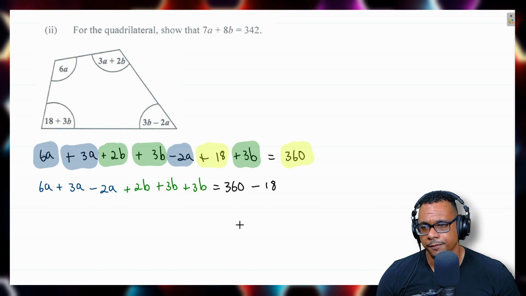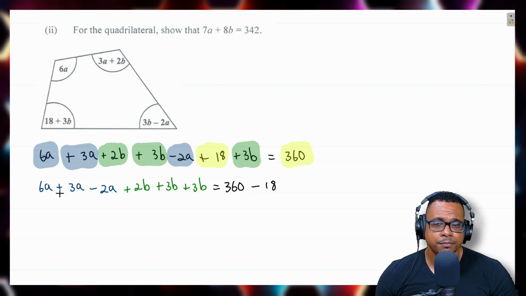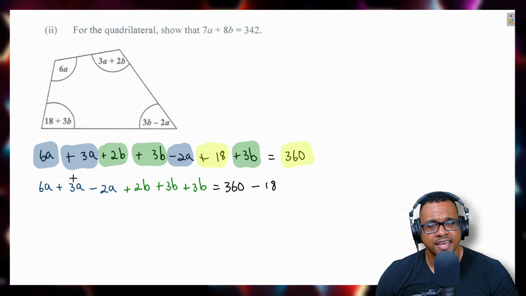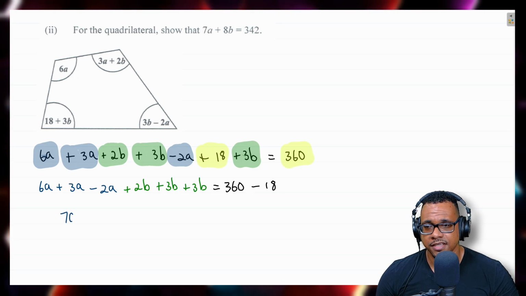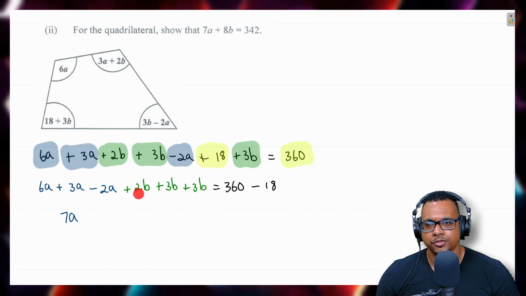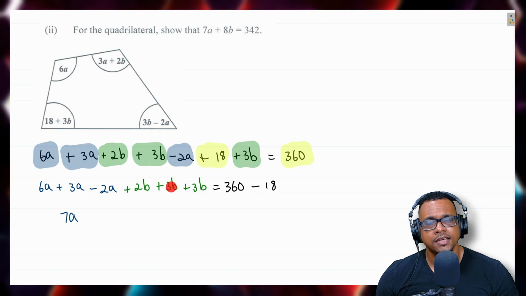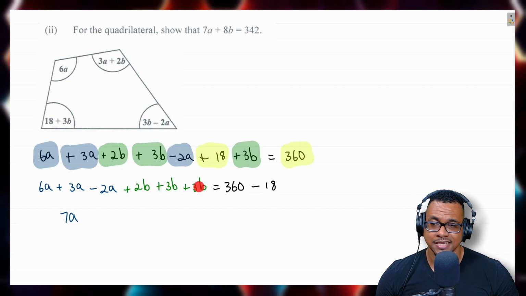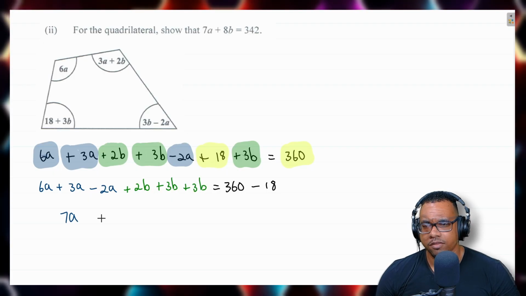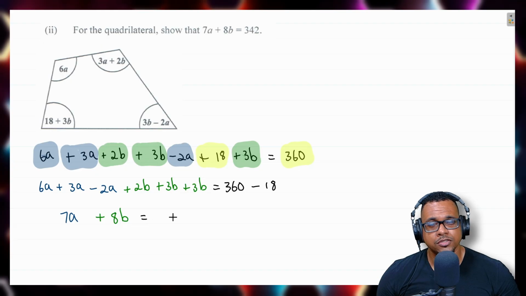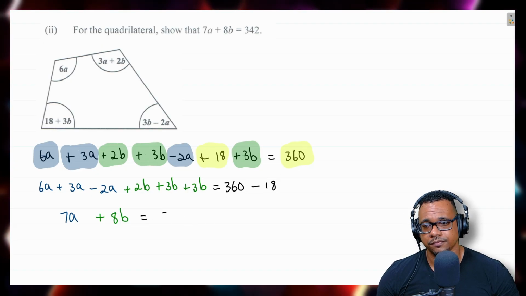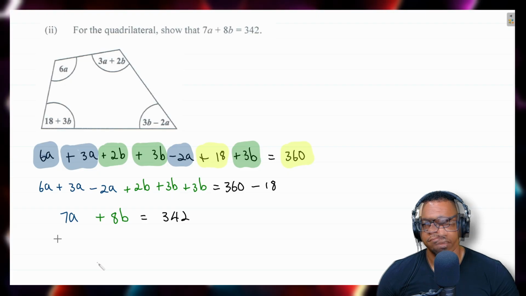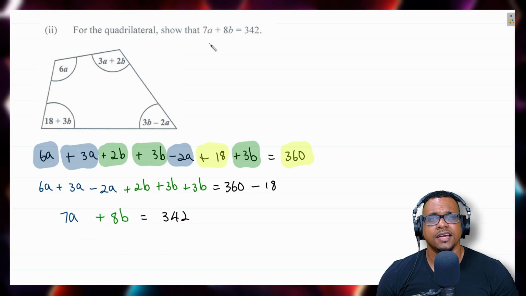And now I'll simplify. So we have 6A plus 3A, that's 9A, and 9A take away 2A, so 9 take away 2 is 7. So we have 7A. Then we have 2B plus 3B, that's 5B. And 5B plus 3B again is 8B, positive 8B. And that's equal to 360 take away 18, which is 342. And this is exactly what they have here.